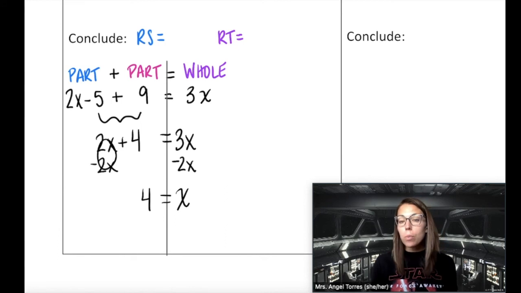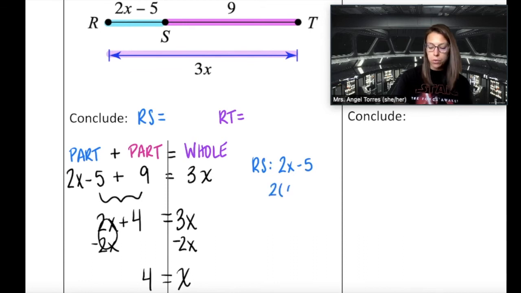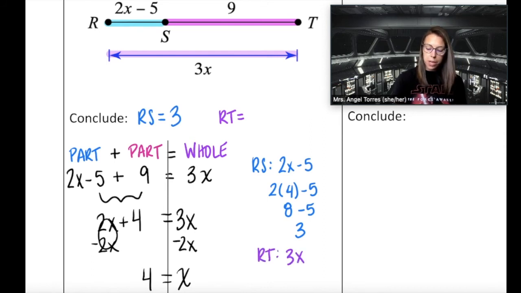Now again, the goal wasn't to just find x though, the goal was to find the length of RS and the length of RT. If RS is 2x minus 5 and x is 4, then I can just plug in x equals 4. 2 times 4 minus 5, that would be 8 minus 5, and that's 3. So the length of RS here is 3. The length of RT is 3x, so plugging in 4, 3 times 4 gives us a length of 12.